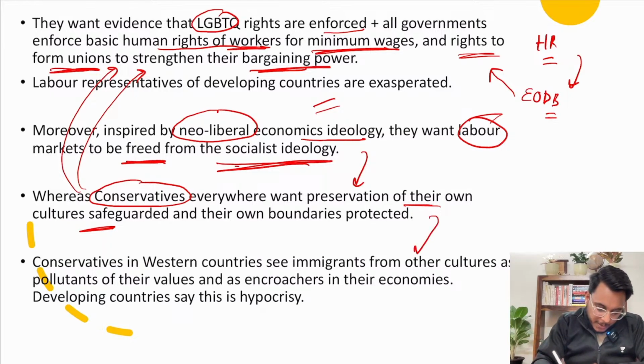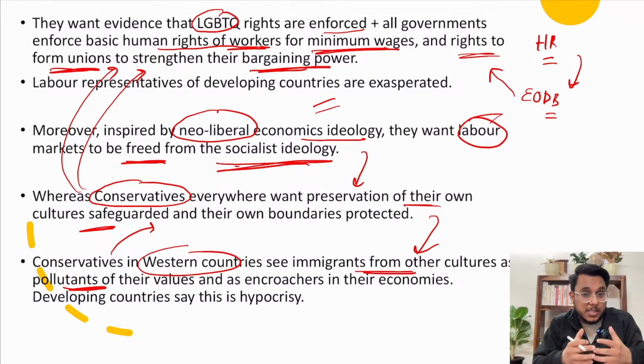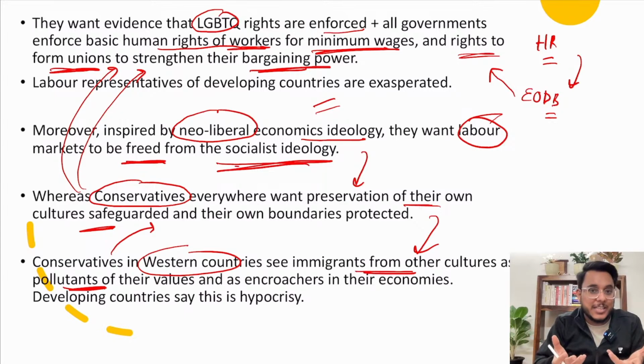Then after that particular thing, we see that within the conservative elements, they say okay, you are lecturing us for the reform, but within the Western countries, these Western countries see immigrants from other cultures as pollutants. So when the Asian people are going into the Western countries, they see them as pollutants. When they're bringing their festivals and culture, that particular thing is not liked. So themselves, they are not tolerant, but they are lecturing the developing world. This is called the hypocrisy of the developed world.